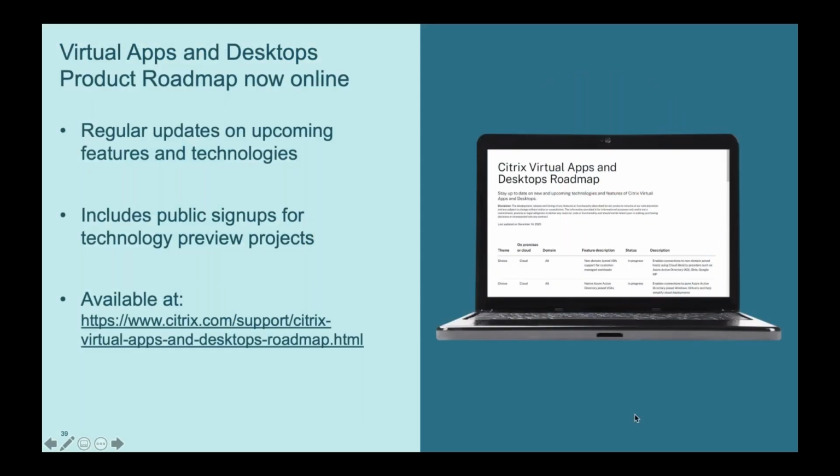Now, we went through a lot of these features, the various technologies that would be tech preview, but now we want to highlight some of the ways that we've improved how you get access to key information. We've just recently announced and released the Virtual App and Desktop product roadmap. It's online, a single web page that will be providing regular updates as far as existing features and any upcoming features as well. And also, a key thing here, it includes a number of public tech previews for the ability to sign up and try out some of the upcoming technologies that we're working on.